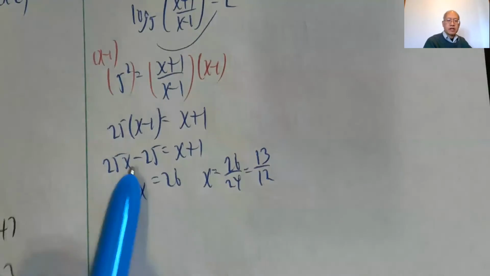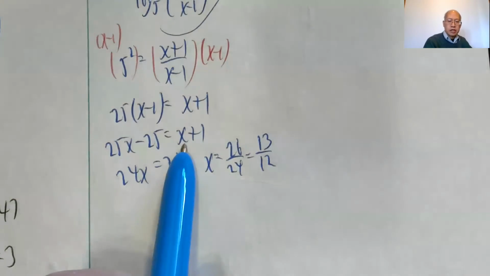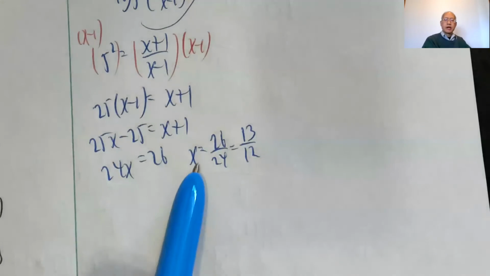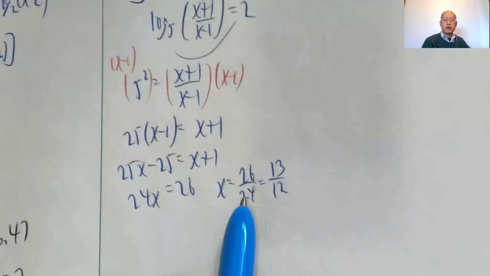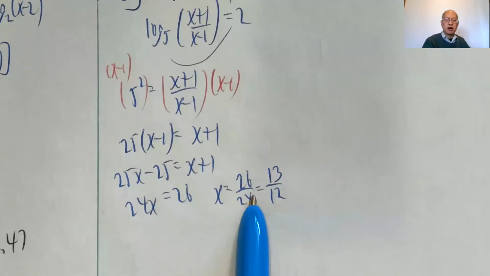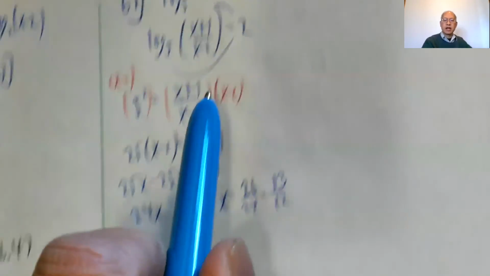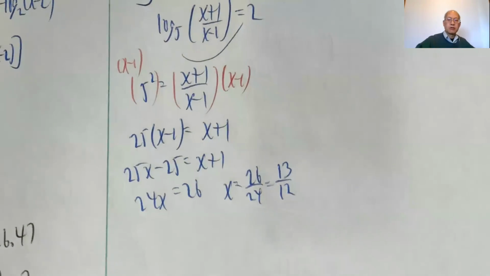Distribute. 25x minus 25 equals x plus 1. Subtract x, add 25. 24x equals 26. X is 26 over 24, which reduces to 13 over 12. And a quick double check, if I plug in 13 over 12, I'm good. I don't have any negatives anywhere there. Okay. All right, so that was section 4.5.